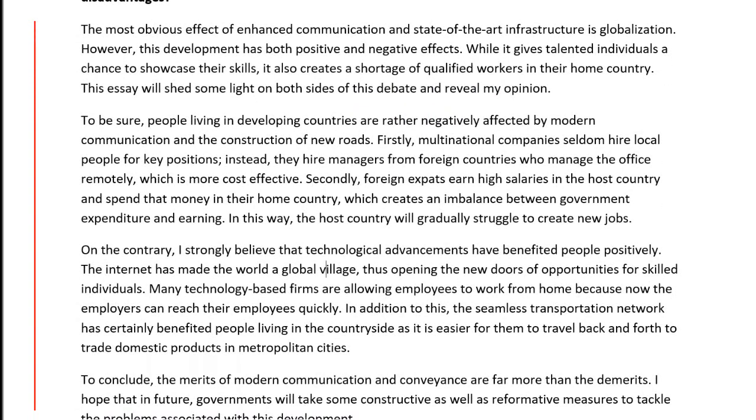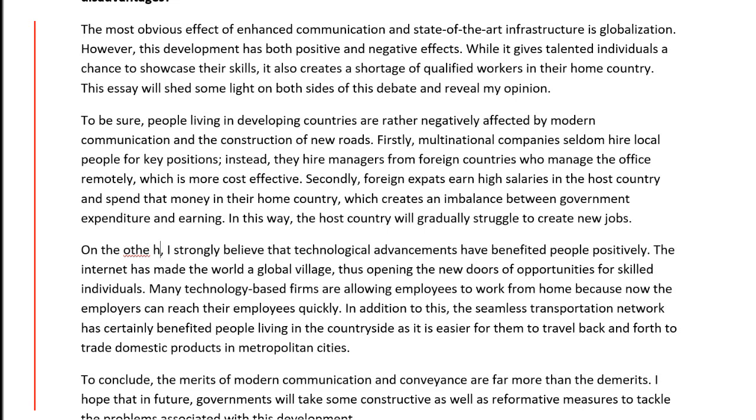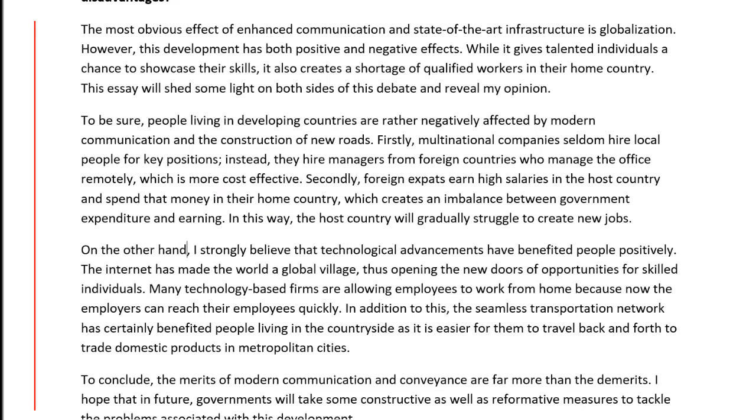So on the contrary, I strongly believe that technological advancement has benefited people positively. The internet. I'm gonna change this actually in the end. I'm gonna say on the other hand. Yes, I don't think you're using on the contrary correctly. So I think every time that you're using on the contrary, you should be using on the other hand. On the other hand is a way to switch from looking at one side to looking at the other side. On the contrary, let me give you an example.